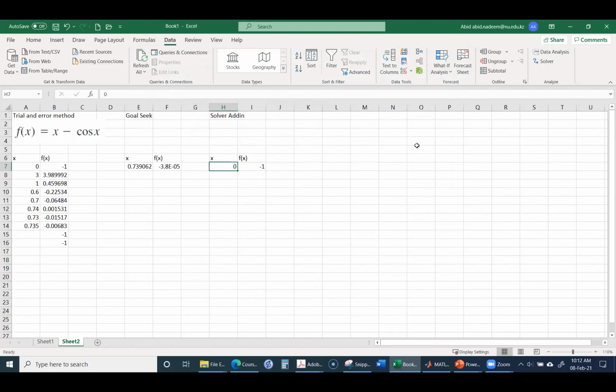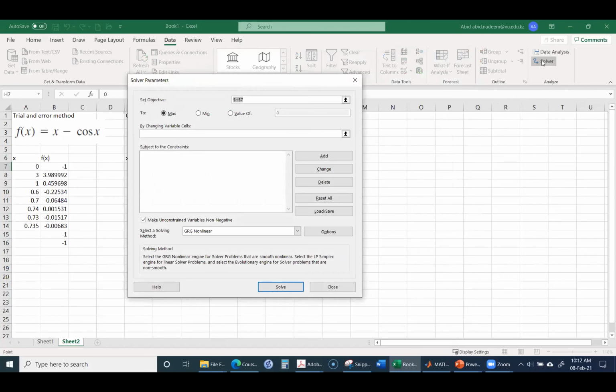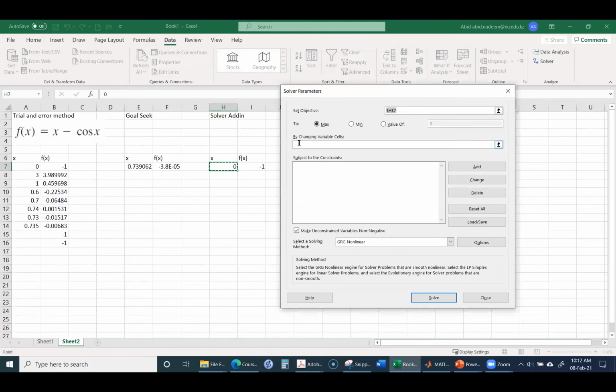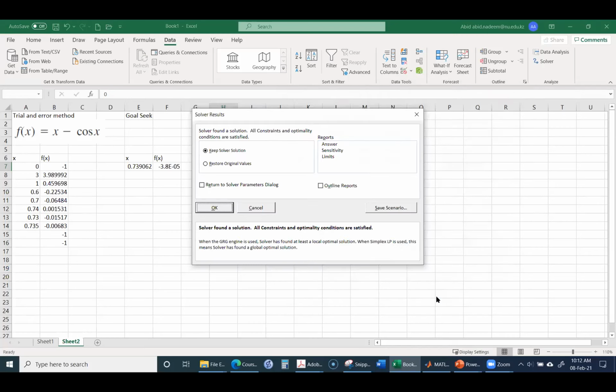When you apply it from the solver, this type of dialog box will come, and it is very similar to goal seek. It says set the objective. In this case, our objective is this function of x. We have to set this objective to a value of 0 by changing the variables. The variables are over here. I have already selected these values, and then I will click solve.